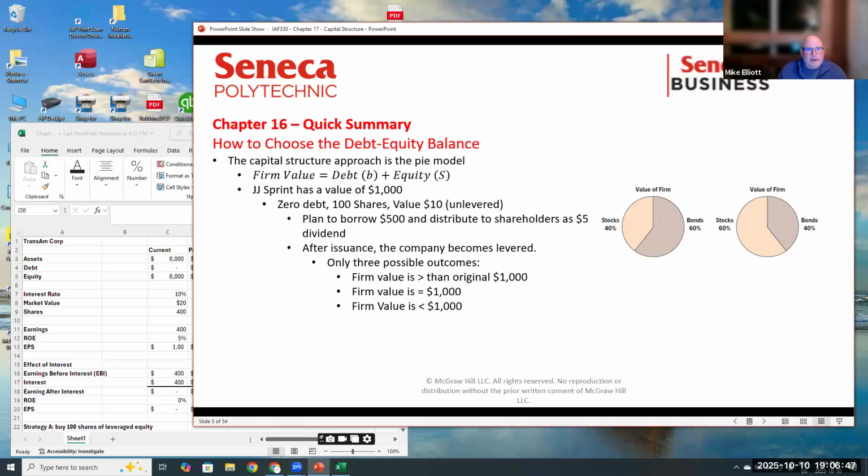so let's think of a company. We have a company called JJ Spray, has a value of $1,000. It has zero debt. It has 100 shares valued at $10 each. It is completely unlevered. Now, we have a plan. We're going to borrow $500 and use that to distribute cash out of the company back to shareholders in the form of a $5 dividend. Each one of those 100 shares is going to receive $5, and there's our $500 right there.